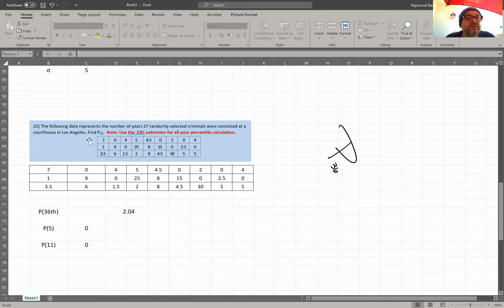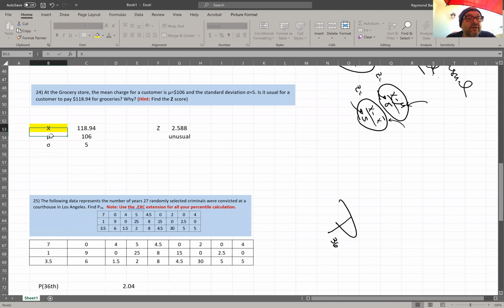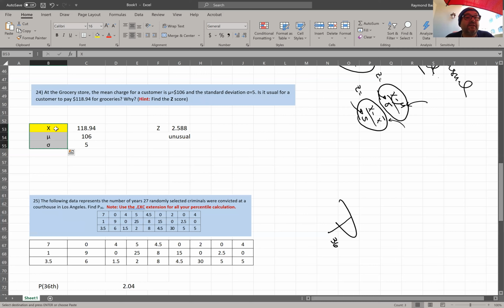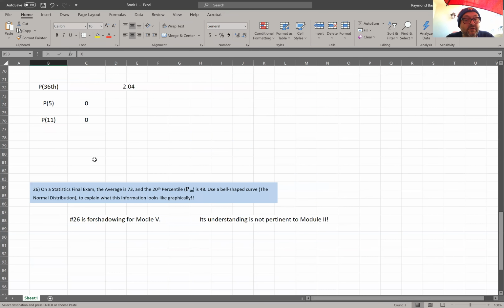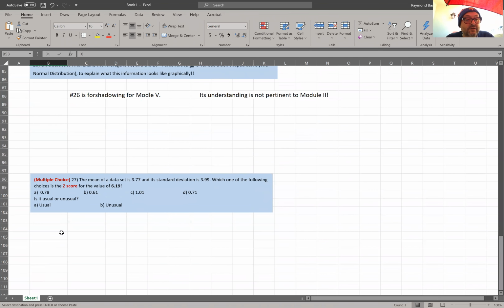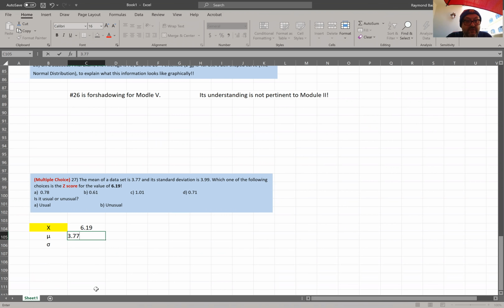So doing this problem before I do the one before it, I copy the 3 values we need to calculate the z-score, and then I come back here and copy them here. The x value I'm trying to find a z-score for is 6.19. My mean is 3.77, and the standard deviation is 3.99.